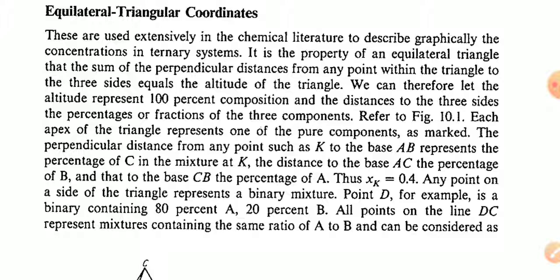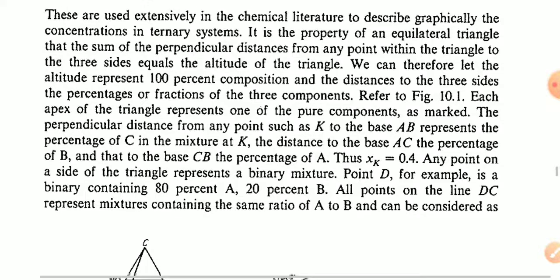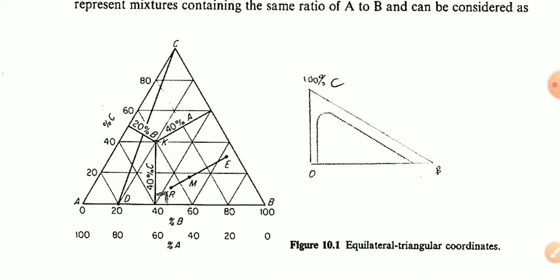Any point on a side of the triangle represents a binary mixture. Point D, for example, is a binary containing 80% A and 20% B. All points on the line DC represent mixtures containing the same ratio of A to B, and they consider them as this point A, B and C.